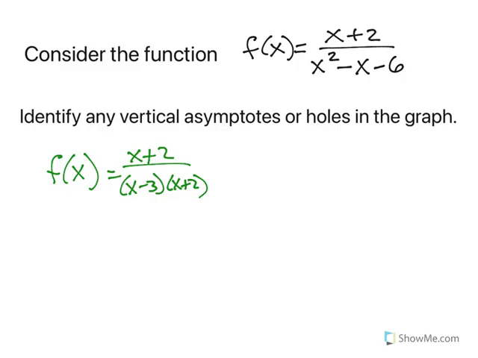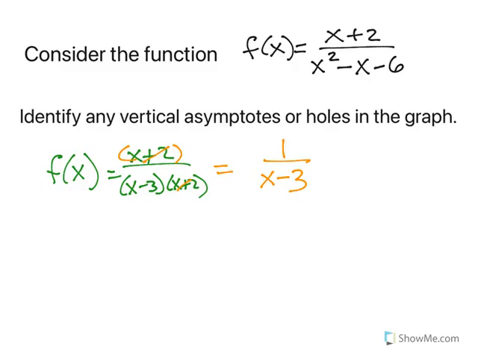You might notice right away, hey, I have the binomial x plus 2 in the numerator and in the denominator. So I can simplify that to just be 1 over x minus 3. If we are graphing these, they would look the same. The difference is whether we have asymptotes or holes.